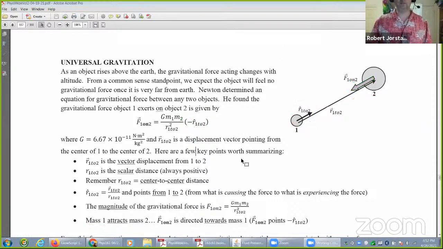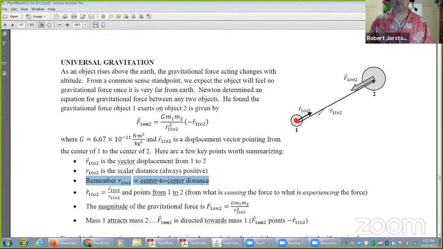Now, to be clear here, the distance between them is called the center to center distance. So notice in that picture, I'm not going from the surface. I'm going from the center of this one to the center of that one. That's the vector that we want to use, from the center to the center.